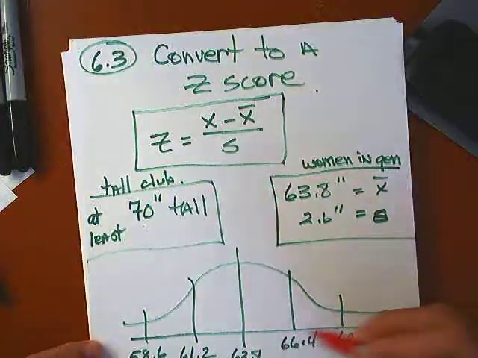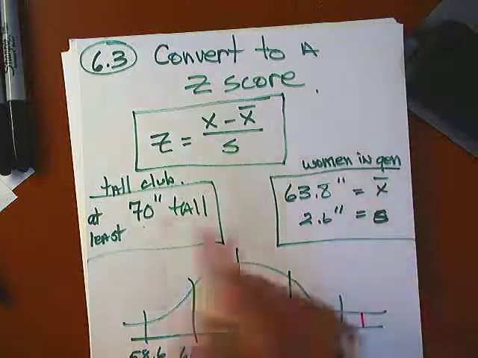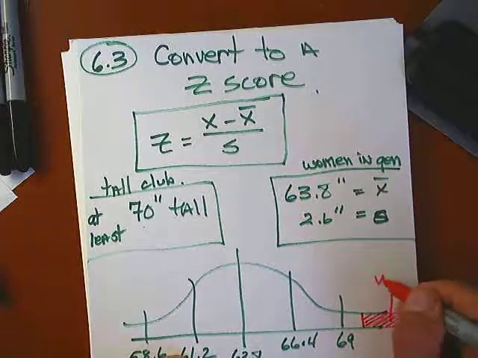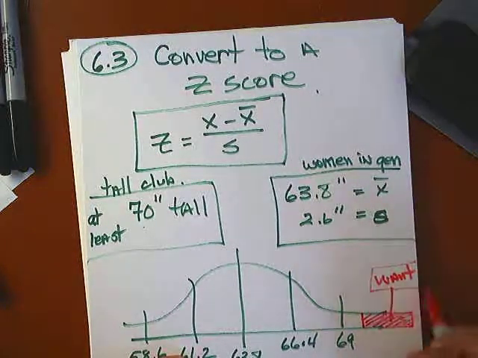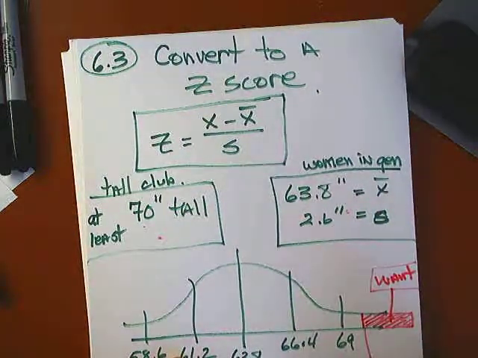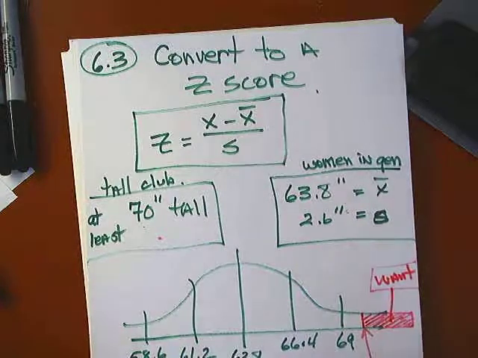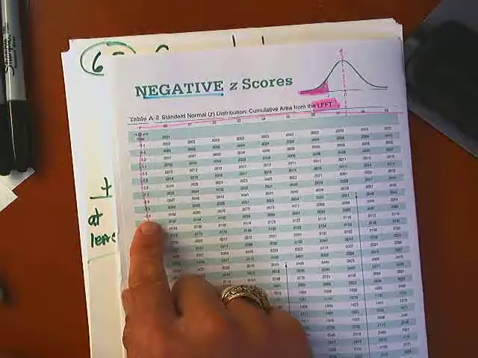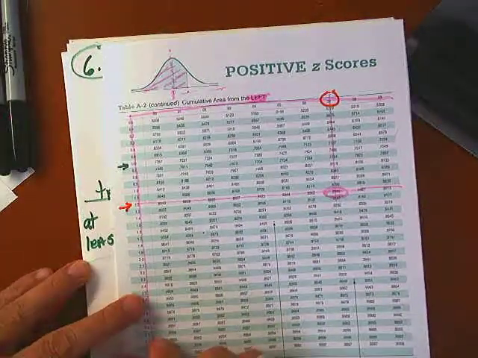So they want to know, what is the probability? Well, that's simple. You just draw your handy dandy curve. Your mean is 63.8, and we'll add 2.6, which is going to be 66.4, and 69 inches. Going back this way is going to be 61.2, and going back this way, 58.6.